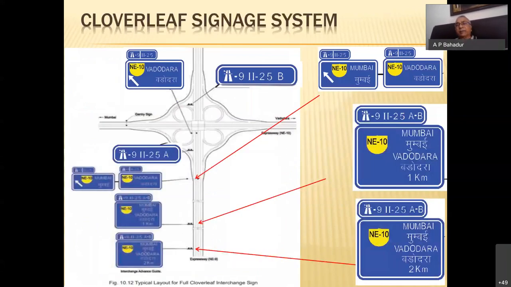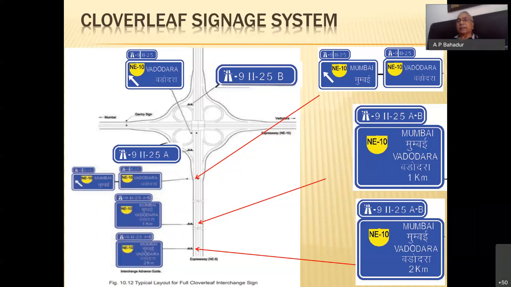Now, these are some of the typical configurations or placements of the signs for an expressway, for a cloverleaf interchange. As you can see here, the first sign is 2 kilometers ahead of the first exit, and then 1 kilometer ahead of the first exit, then 500 meters, and then at the exit. You number the exits also. The first exit you call A, the second exit you call B. And exit numbering is also a system.